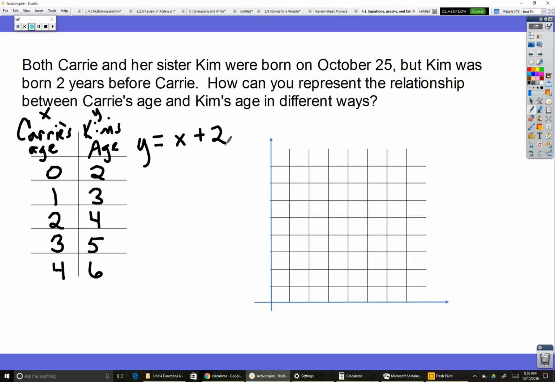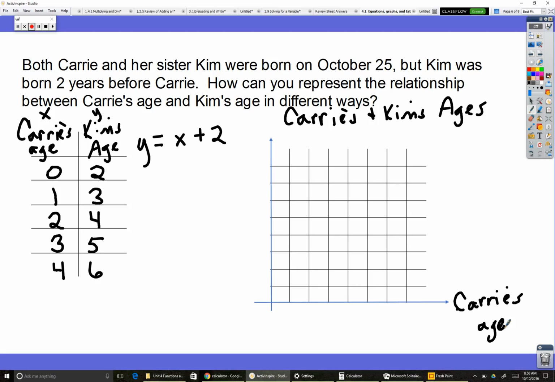Okay, now I'm going to title my graph Carrie's and Kim's ages. So your graphs should always have a title. And then you need to label each axis. So I put Carrie's age as my independent variable, so I'm going to put it down here. And then Kim's age is my dependent variable.